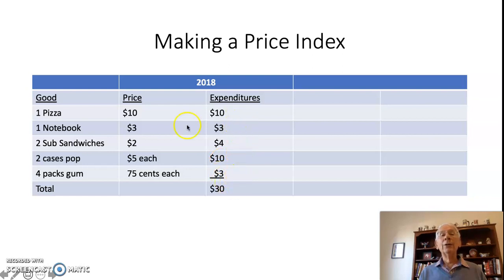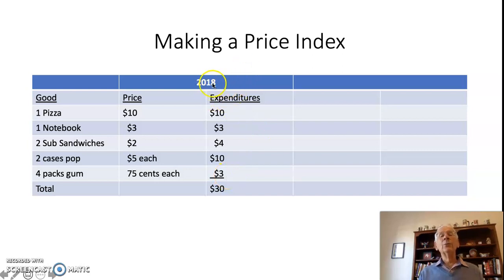If we add all these up then to buy this basket, or if you prefer group, but this basket of goods, costs us 10 plus 3, that's 13, plus 4, that's 17, plus 10, that's 27, plus 3, that becomes $30. That's what it costs to buy this basket of goods.